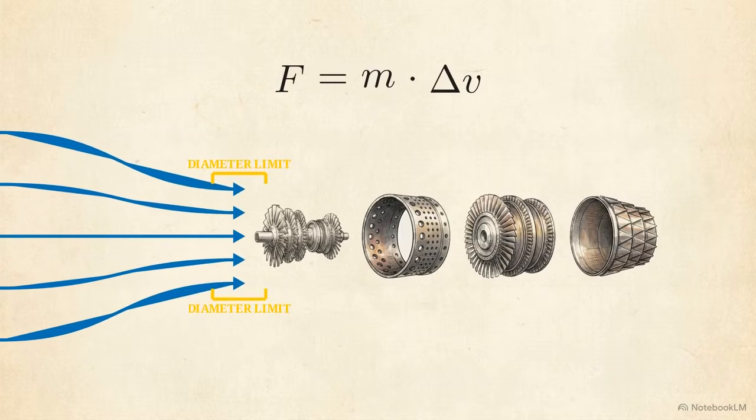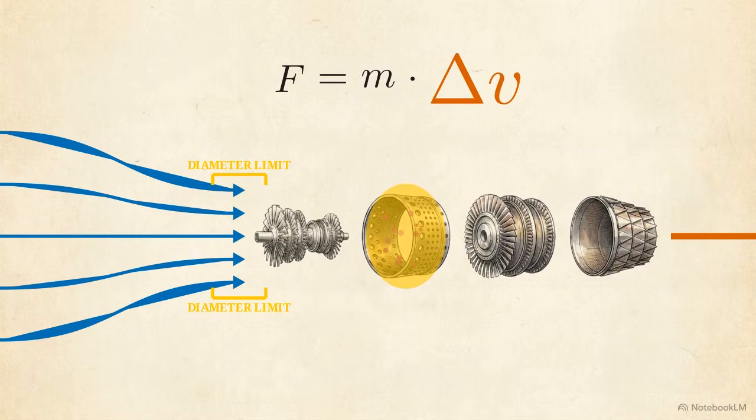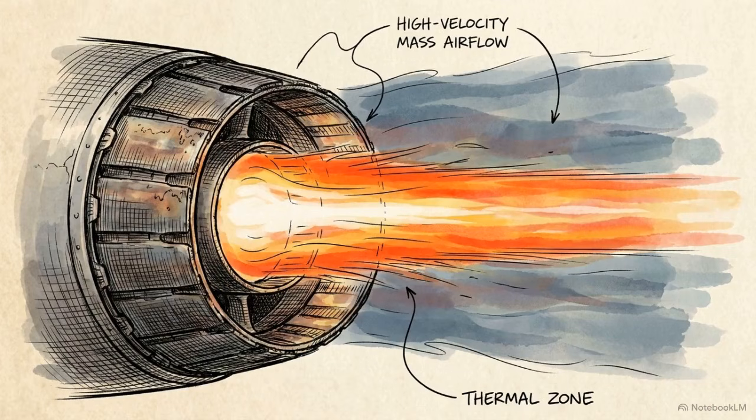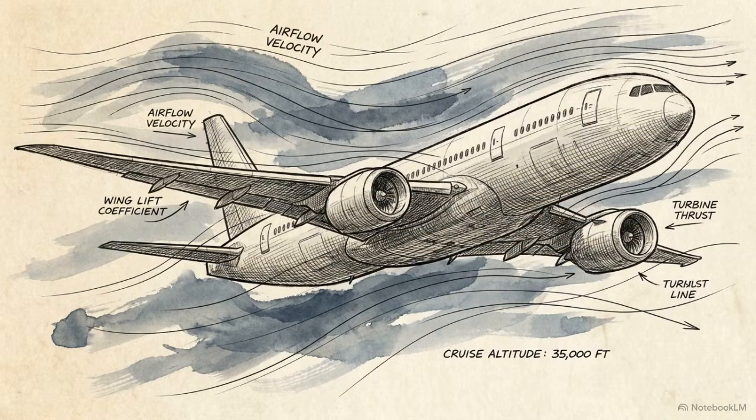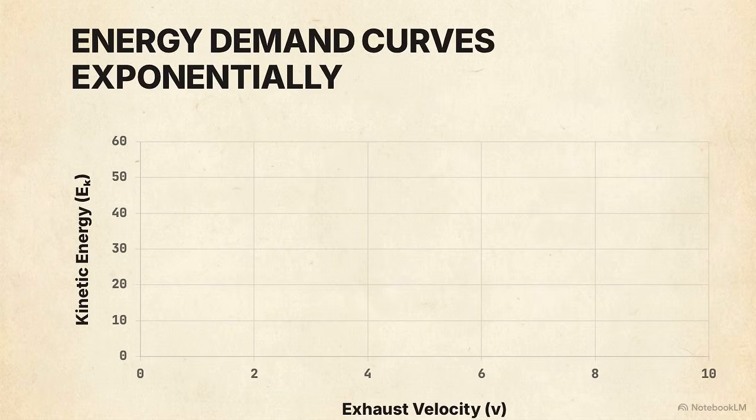With air mass bottlenecked by the compressor's diameter, engineers had one option for more thrust: burn more fuel to drastically increase exhaust velocity. Relying solely on extremely fast exhaust gas to generate force created a mathematical paradox for aircraft flying below supersonic speeds. This graph maps the kinetic energy equation, E sub k equals 1/2 mv squared.